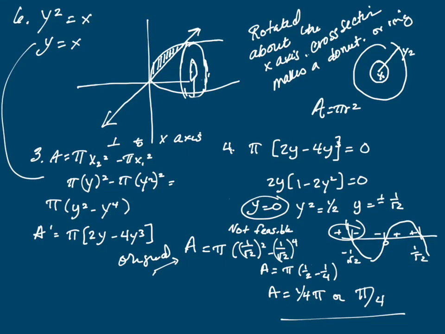Okay, number 6 looks complicated, but it's a really good question to go over. They give you the region in the first quadrant bounded by the curves y equals x squared and a second curve y equals x. So I graphed those. That's what this green one is, y equals x, right? And the yellow one is y equals x squared.